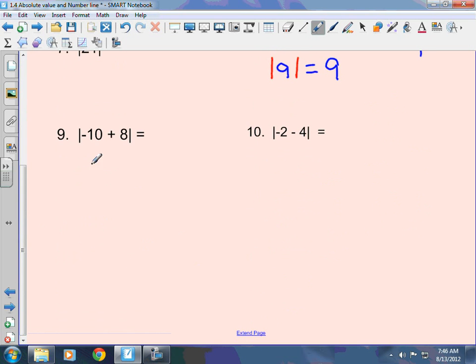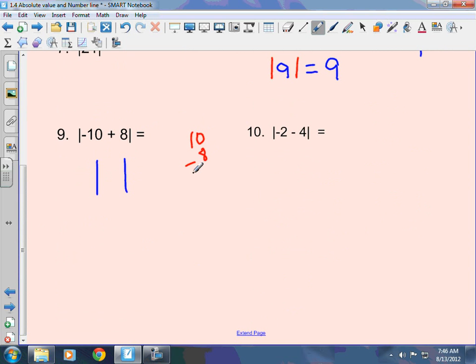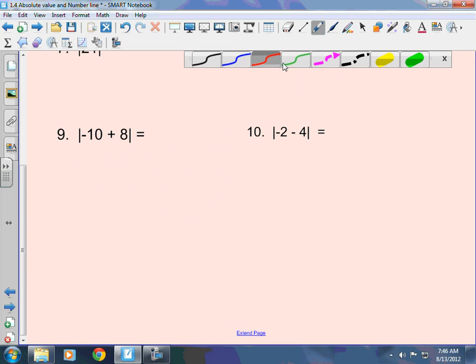Let's look at number 9. Again, I simplify inside the absolute value bars first. -10 plus 8. They have different signs, so I'm going to subtract. 10 minus 8 is 2. 10 is negative, so my answer is -2, but the absolute value of -2 is +2. Okay? What is a mistake that is made when we have to simplify absolute value? A mistake that is made is that you will take this out and make it +10 and +8 and tell me it's +18.